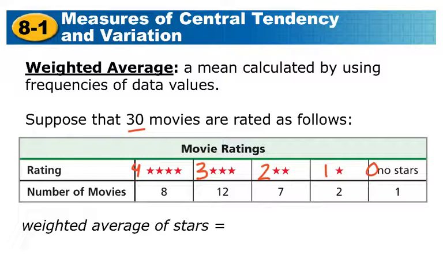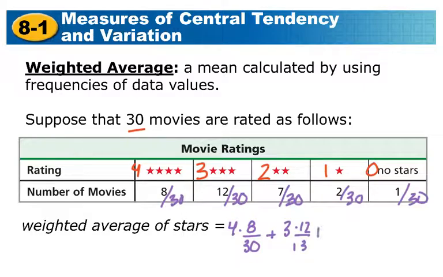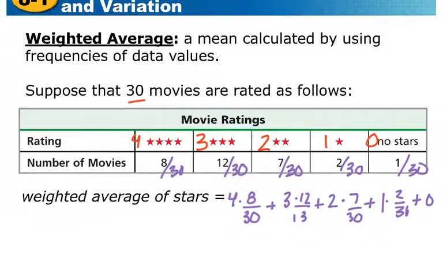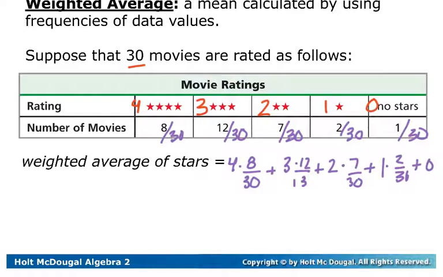And so the weighted average means that you are going to take each of this set of data and multiply it by its rating. But before we can get started on that, we are going to have to change these into their probabilities. So 8/30ths, 12 out of 30 movies, 7 out of 30 movies, etc. And so your weighted average is going to be 4 times 8/30ths plus 3 times 12/30ths plus 2 times 7/30ths plus 1 times 2/30ths, and then technically 0, because that's not really going to do anything. So if we go ahead and calculate that, and of course I wrote this wrong, okay, 30ths.